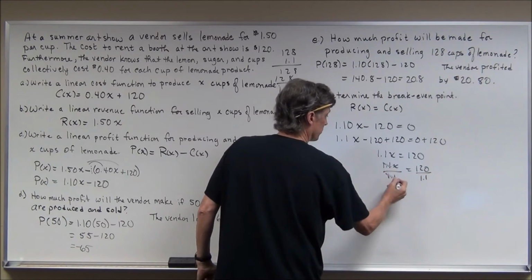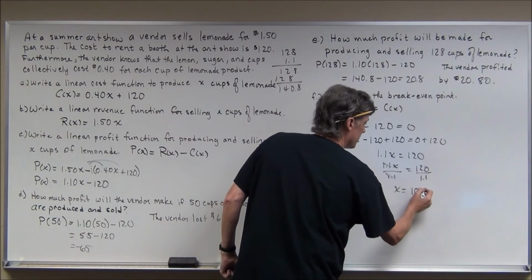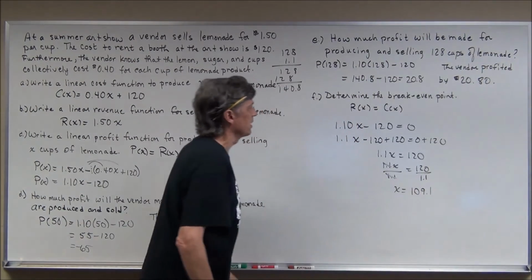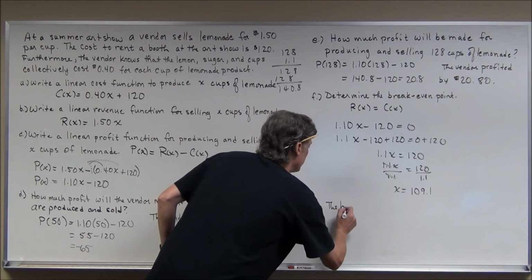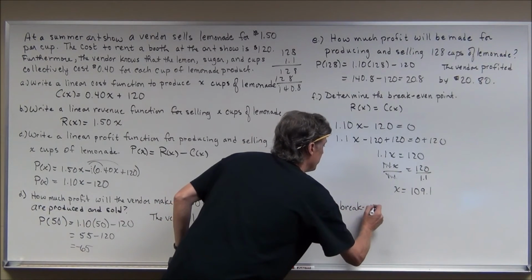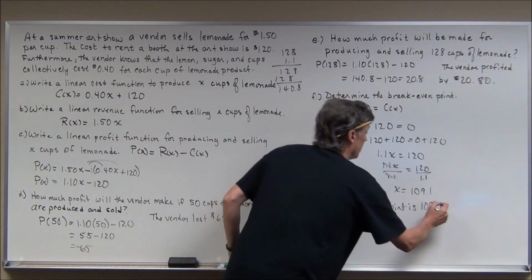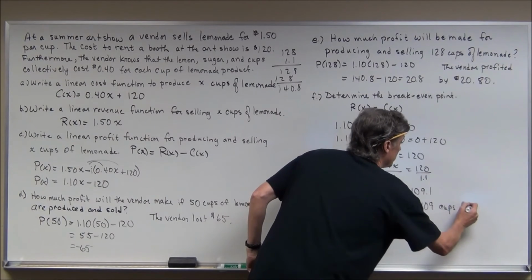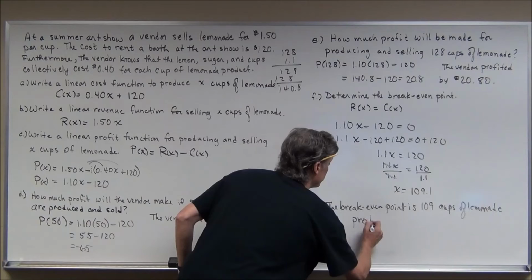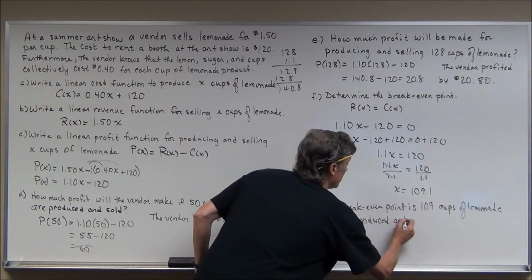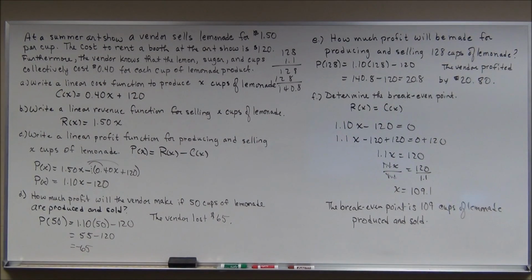And not that I can do this arithmetic in my head, but I've done this one before, if I'm not mistaken, it turns out to be 109.1. So in this case, the break-even point is 109 cups of lemonade produced and sold. And finally, the end to this very long business application.